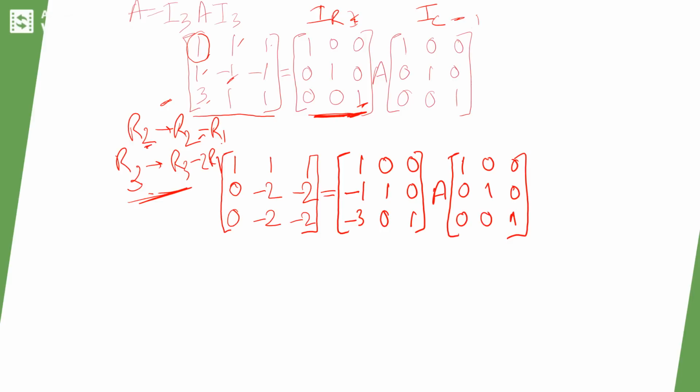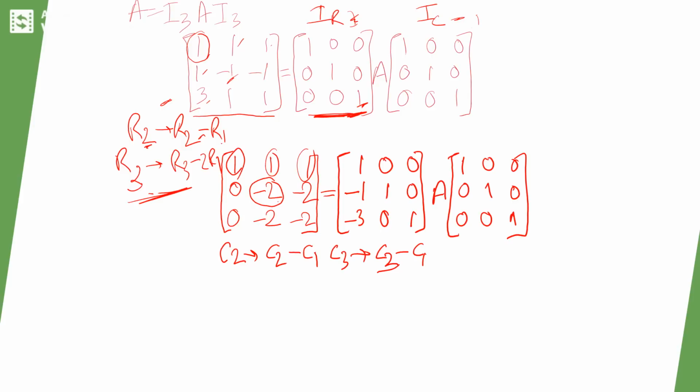Now we come to the second row with the same procedure. We take the second non-zero element of the second row, which is minus 2. By the help of that element, you make this and this zero. So we apply the operation C2 minus C1, and at the same time we can apply C3 minus C1.